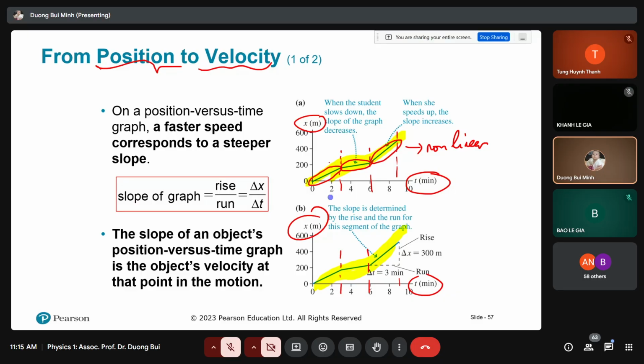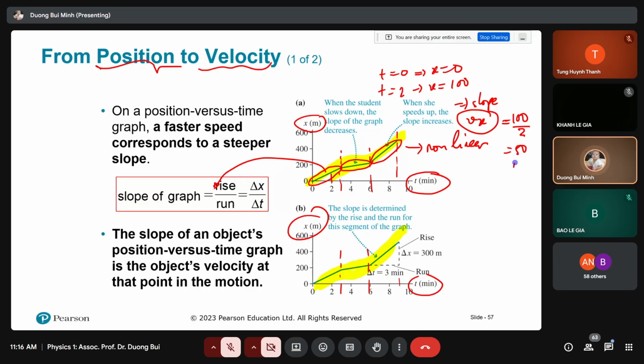So if this is a linear curve, you can calculate the slope very easily, right? For example, here, if t is 0, you get x is 0. If t is 2, you get x is 100. So we can get the slope. What is slope? The slope means instantaneous velocity. So the instantaneous velocity is 100 over 2, and then you get 50 meters per second.